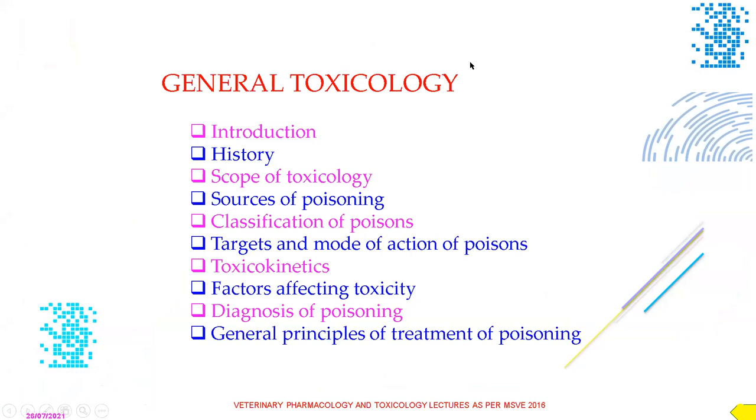We would say veterinary toxicology. So this goes like this. First, we will do some introductory part, then history, followed by the scope of toxicology, then the sources of poisoning, classification of poisons, targets and mode of action of the poison, as per your syllabus, toxicokinetics, then factors affecting toxicity. Especially the diagnosis part plays an important role, because the treatment depends upon proper diagnosis. Then the general principles of treatment of poisoning, followed by the individual toxicity studies.